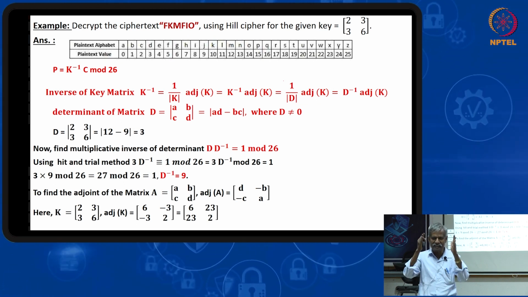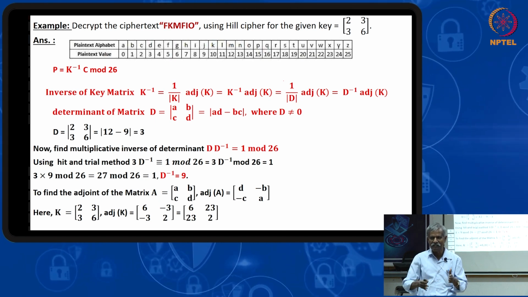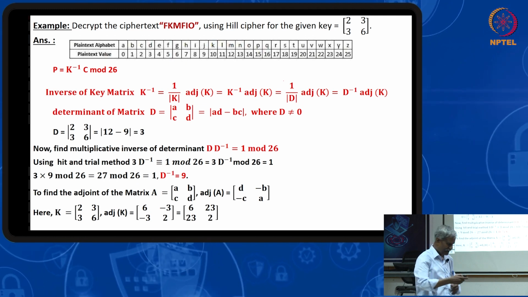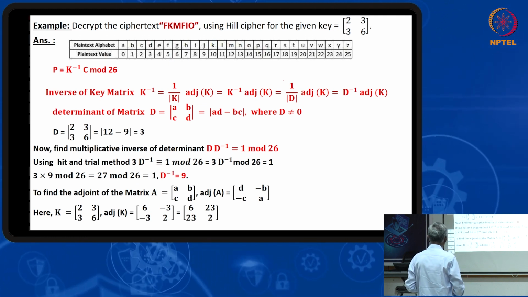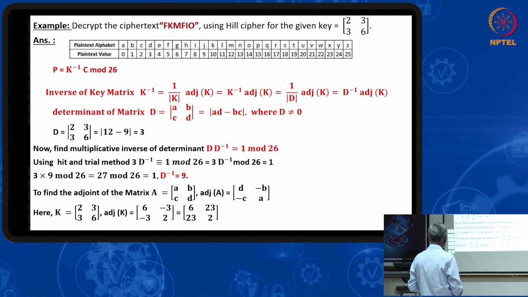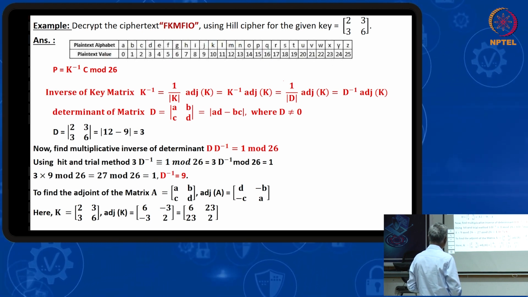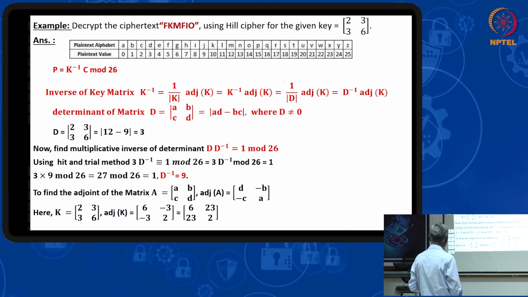The corresponding matrix you will be writing in determinant form. You just have to cross multiply if it is a 2 by 2 matrix. So the matrix determinant of [A B; C D] you have to expand like AD minus BC, where D is not equal to 0.